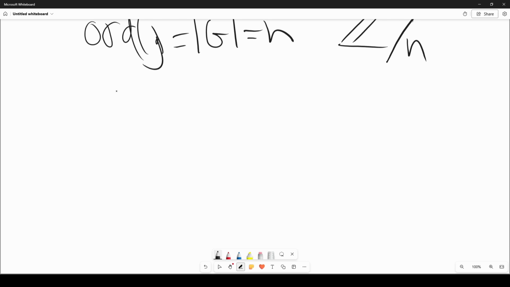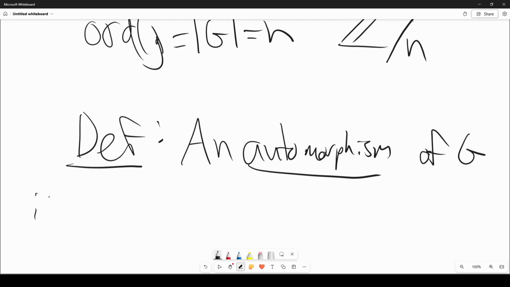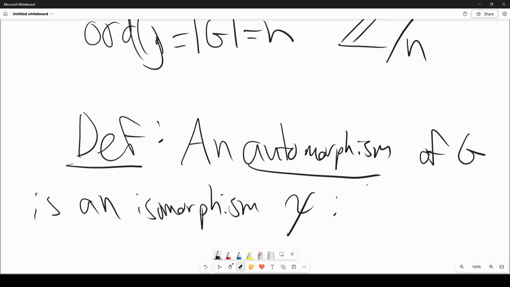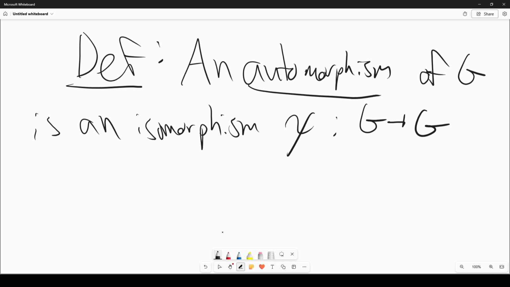Okay. One more definition. This is for a very specific kind of isomorphism. An automorphism of a group G is an isomorphism psi from G to itself. That's where the word auto comes from. It just goes from G to G. So the definition's pretty simple. But the examples are very interesting.